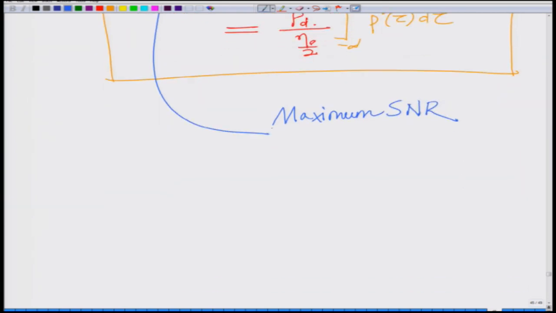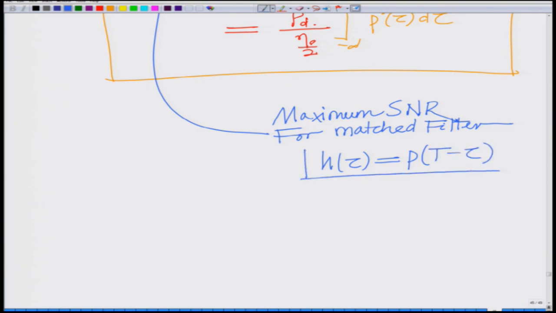For the matched filter, h(tau) equals P(T minus tau). All you are doing is flipping about the origin and advancing by T. So, the total energy remains constant; the total energy in h(tau) is the same as the energy in P(tau), which is the same as the energy in P(T minus tau). Simply by flipping and advancing, you do not change the energy. Therefore, the maximum SNR is P_D, the power of the data symbols, divided by eta naught by 2 times the energy of either the pulse shaping filter or the matched filter.